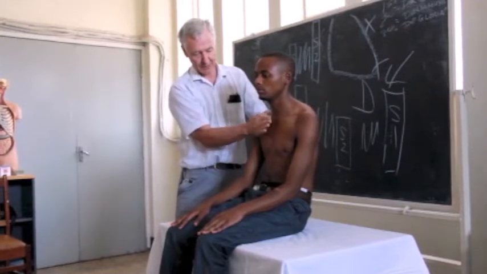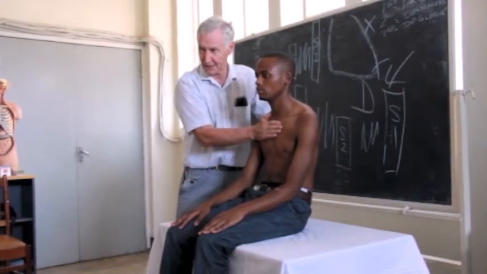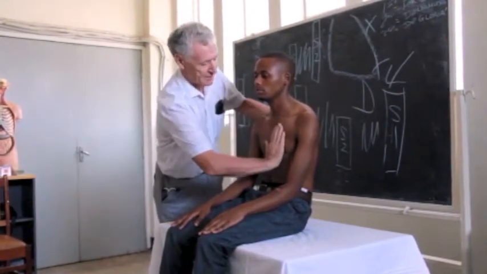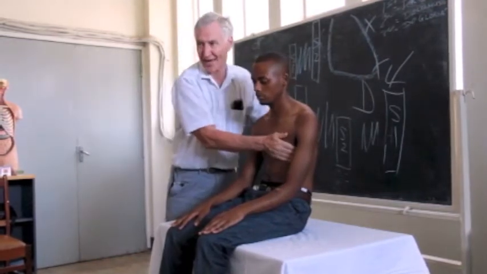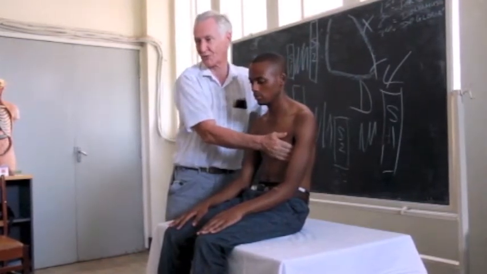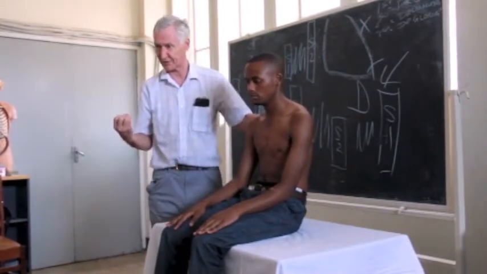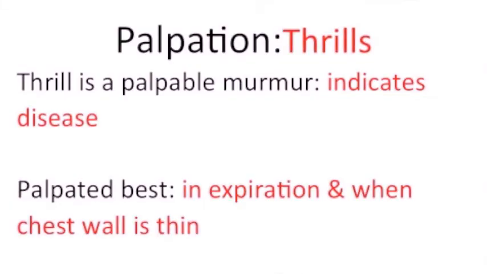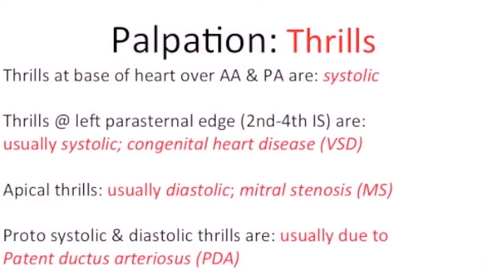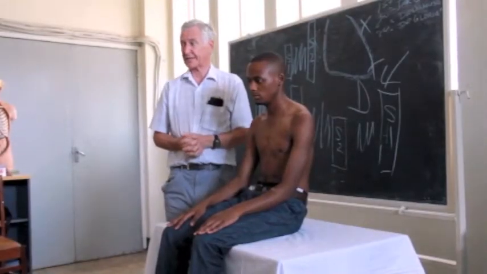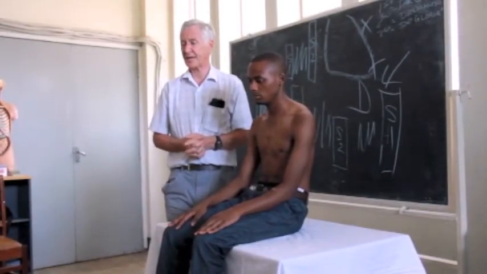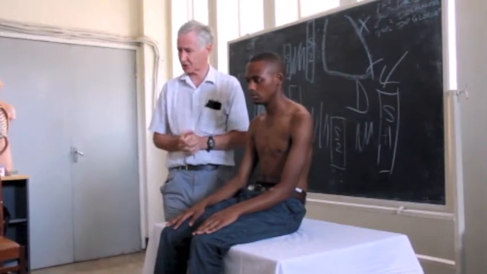And then checking for thrills, you check over the base of the heart, over the left parasternal edge, and the flat of your hand now, not just your two fingers, over the whole apex of the heart. That way you feel for thrills. Palpation then is complete. The next part of the examination involves percussion.